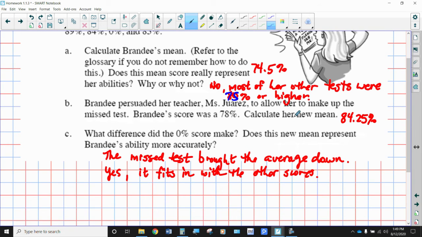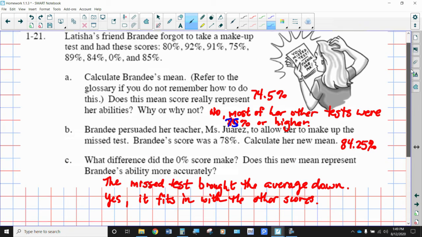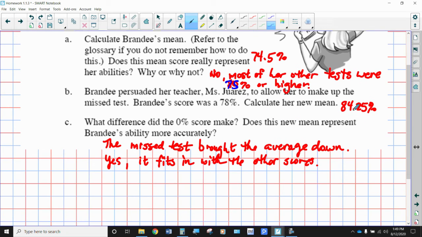So now when you add on, she gets a chance to make up that test, right? She got a 78. So now we plug that 78 in instead of 0, and notice how her average increased by 10 points by removing that outlier and replacing it with something that fits into the data set. So what difference did the 0 make? It brought her average down tremendously, correct?